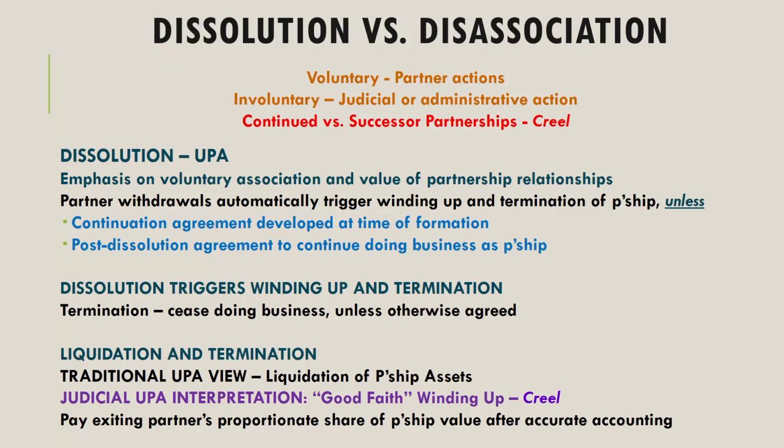That was the problem in that case. There was no actual continuation agreement, although the court read the partnership agreement pretty broadly. But Mrs. Creel said, hey, I don't want this to continue. I want them to liquidate so we can determine the true value of the partnership. Now, normally under UPA, that's what happens, right? This idea that if somebody leaves, you're going to liquidate the partnership assets.